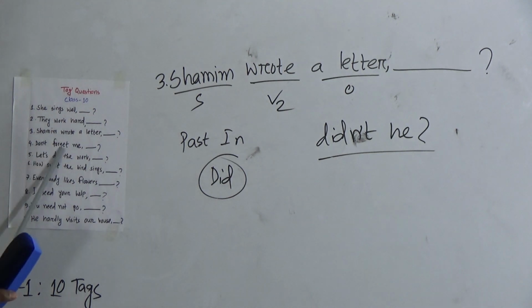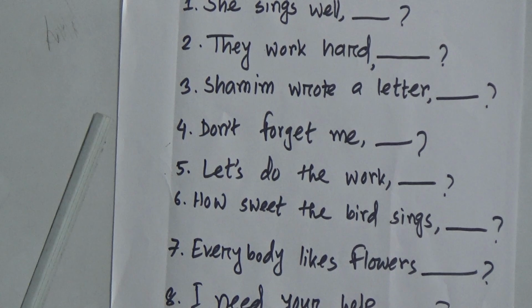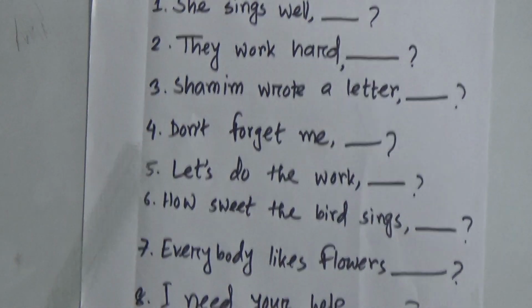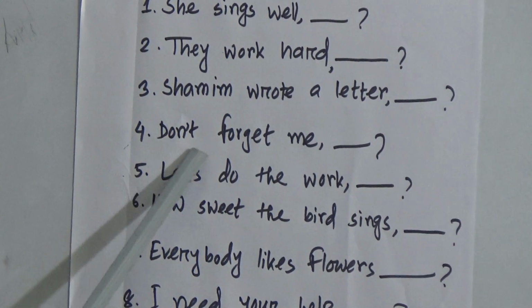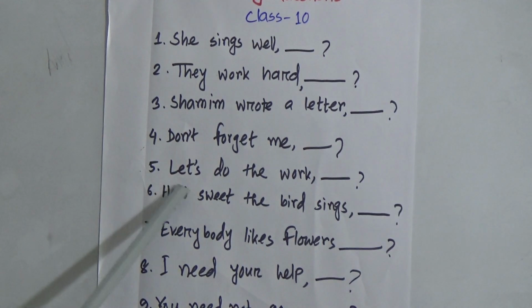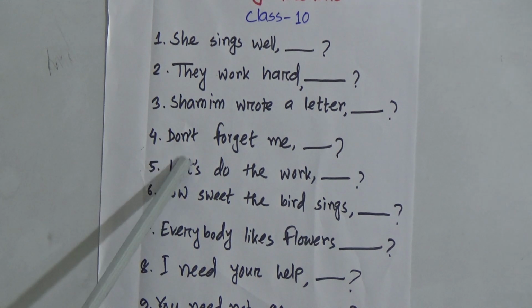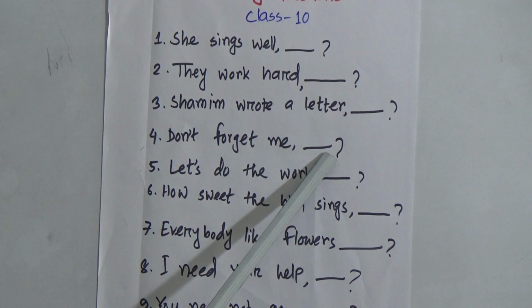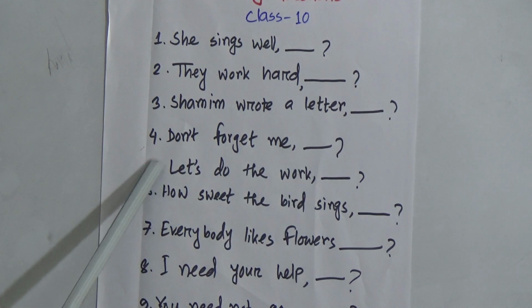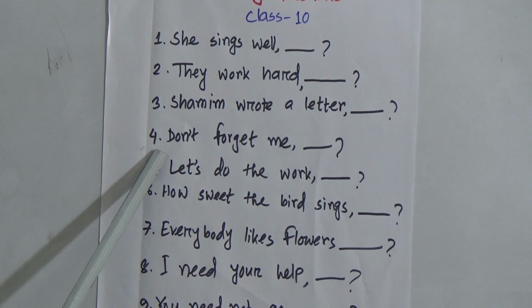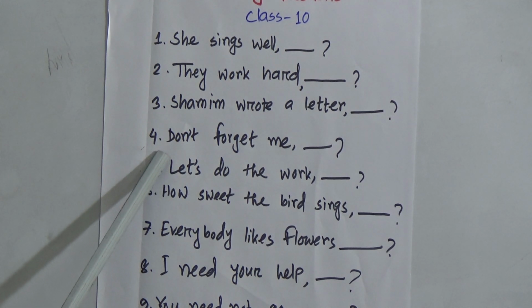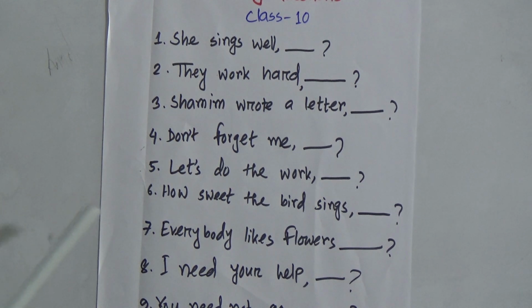Now dear students, don't forget me. Dear students, don't forget me, it's an imperative sentence. So for most imperative sentences, or sentences like this which start with a verb, we have to use will you. Okay. Imagine open the door or close the door. Whether it is affirmative or negative, we have to use will you.